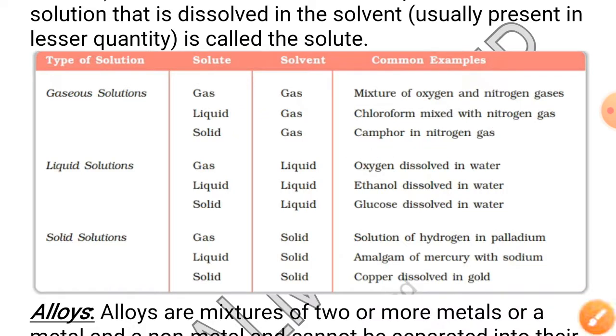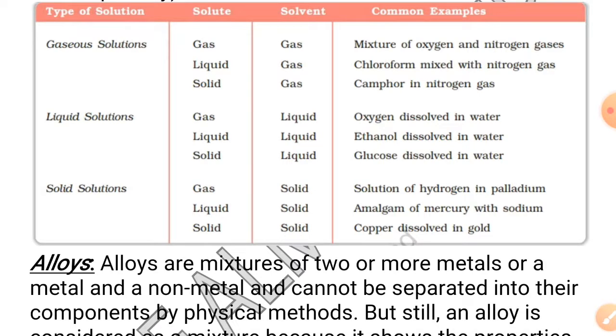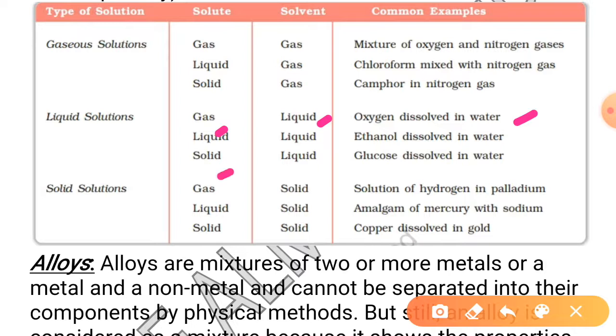Now, when we are talking about liquid solution, it directly means that our solvent will be liquid, but the solute can be anything, solid, liquid or gas. When gas is in liquid, example is oxygen dissolved in water. When liquid is dissolved in liquid, example ethanol dissolved in water. Similarly, solid in liquid, glucose dissolved in water.